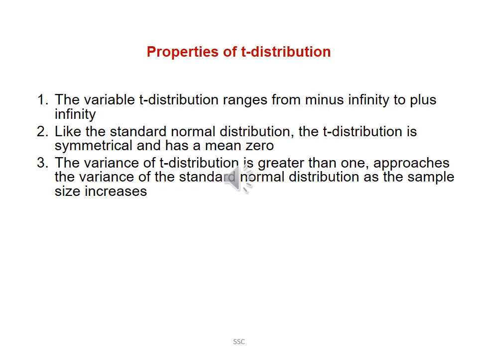Properties of the t distribution. The variable t ranges from minus infinity to plus infinity. Like the standard normal distribution, the t distribution is symmetrical and has mean 0. The variance of the t distribution is greater than 1, and approaches the variance of the standard normal distribution as the sample size increases.